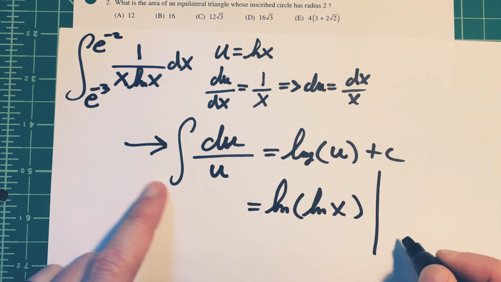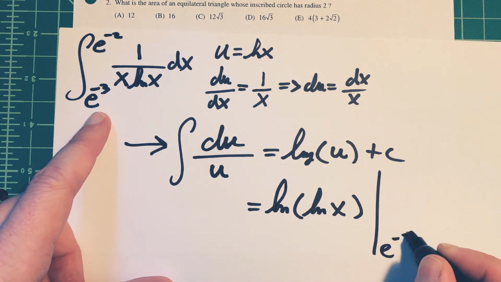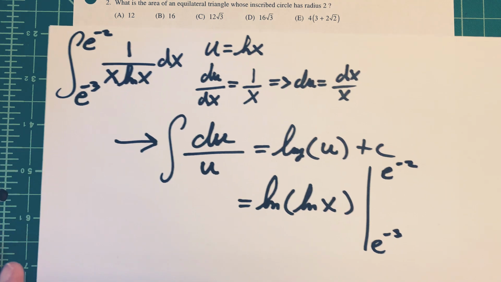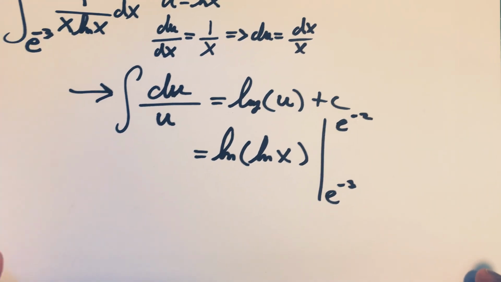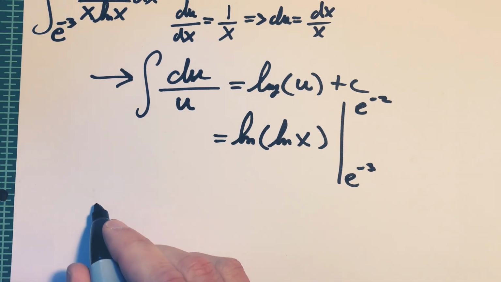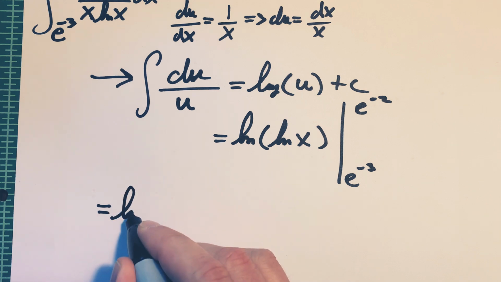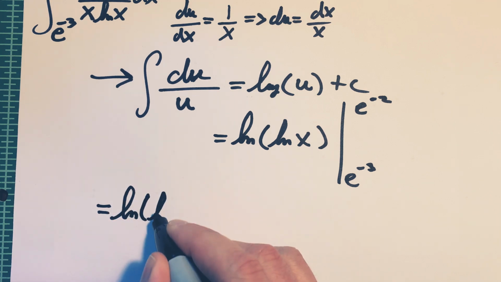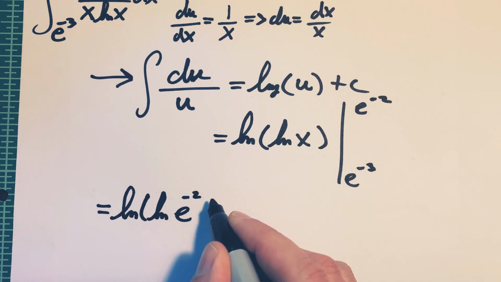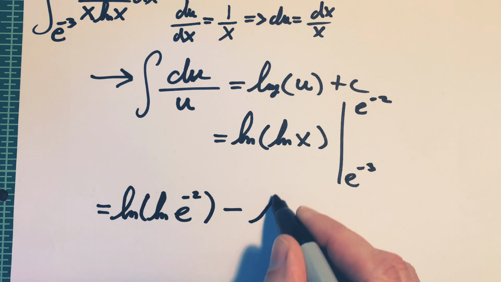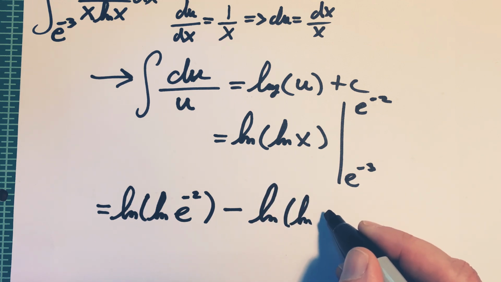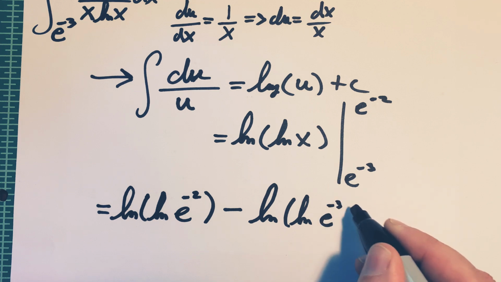And then we're going to evaluate that from e to the negative 3 to e to the negative 2. That's really where the natural log is going to come into play, when we're going to try to evaluate this. All right, so what does that equal? So that's ln of ln of e to the negative 2, minus ln of natural log of e to the negative 3.